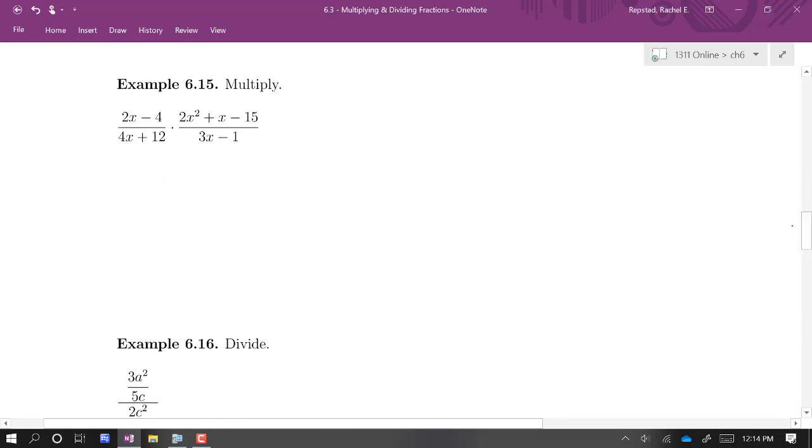All right, let's try another one. This is another product. Again, I'm going to start by factoring. Factor everything. So in the first fraction, I could take a 2 out of the top. We got 2 times x minus 2. In the bottom, I could take out a 4: 4 times x plus 3. Times, in the next fraction, the bottom, 3x minus 1, that's already factored. We'd say that is irreducible, so I'm just going to leave that as 3x minus 1.